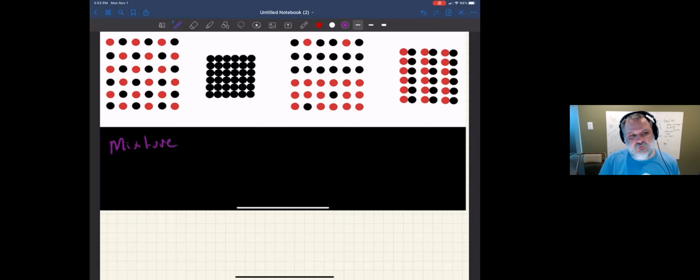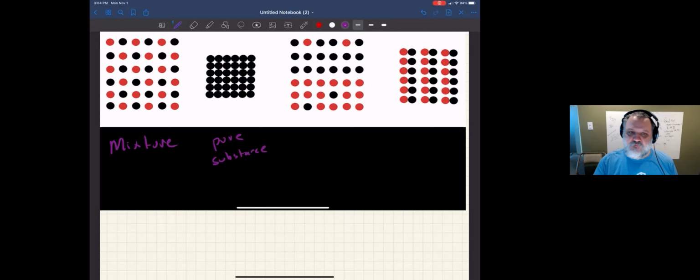What about the next one? The next one, it's just a collection of black dots. And so the only thing that's present is a black particle. And so this one is definitely a pure substance.